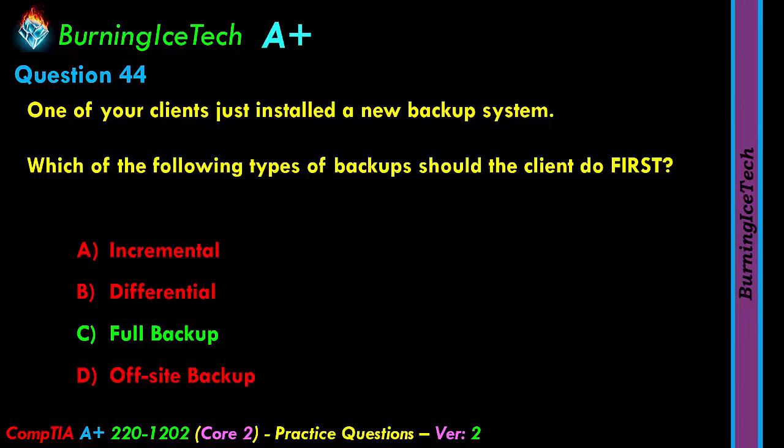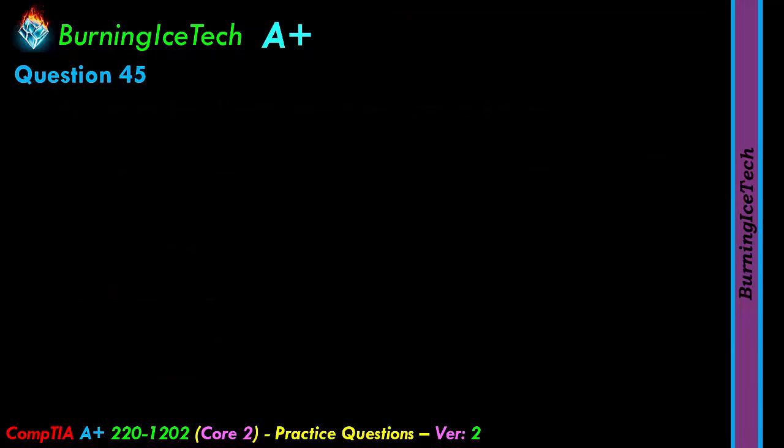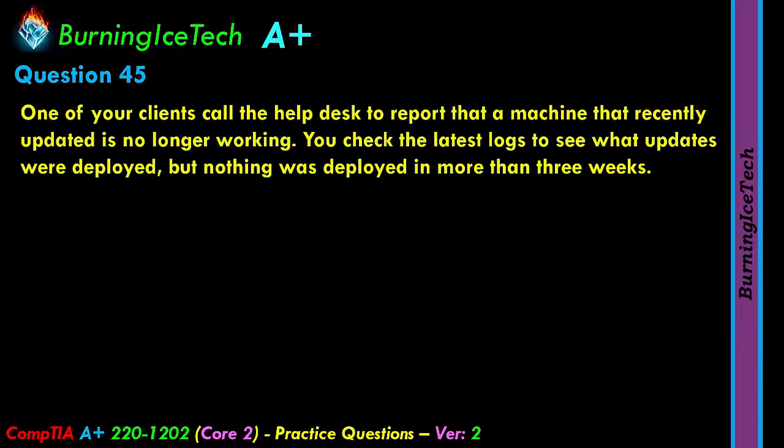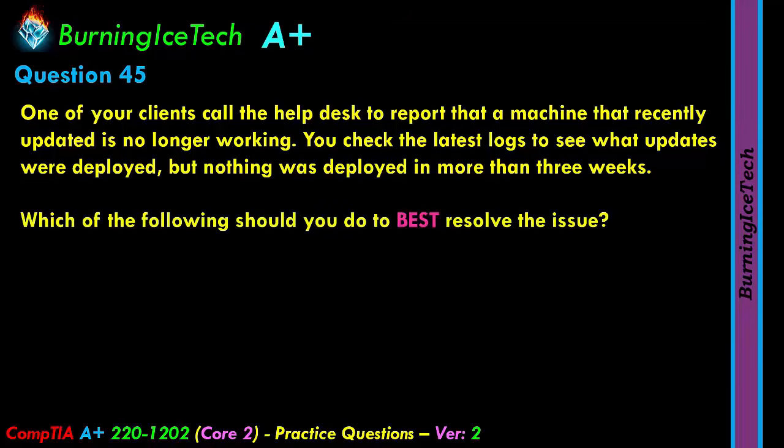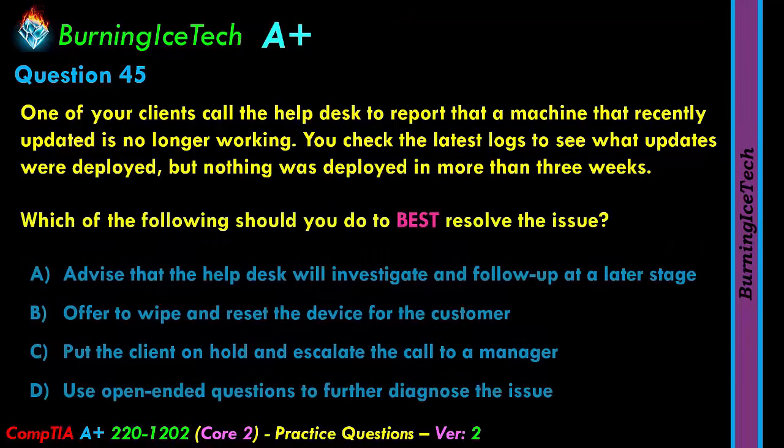Off-site backups are pretty much one of the only backups you can go and use with a ransomware attack. Question 45. One of your clients called the help desk to report that a machine that recently updated is no longer working. So safe to assume the updates caused something. You check the latest logs to see what updates were deployed, but nothing was deployed in more than 3 weeks. Which of the following should you do to best resolve the issue?